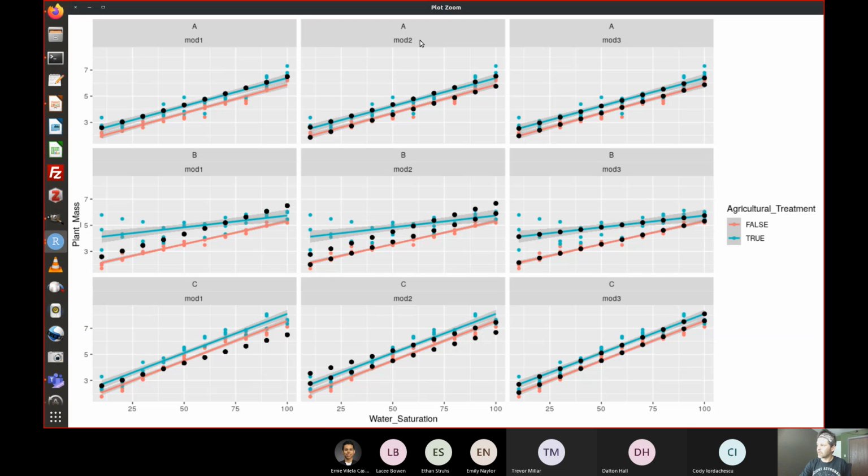Model 2 took into account agricultural treatment, plant species, and water saturation, but it did not allow the slopes to vary. So you'll see that the distance between any two of these points is going to be identical all the way up. They've got the same slope. Model 3, since we changed the pluses to times, allowed the slopes to vary. And so we've got a larger difference here than we do there. All right, so this is just showing our 3 models against the backdrop of the real data.